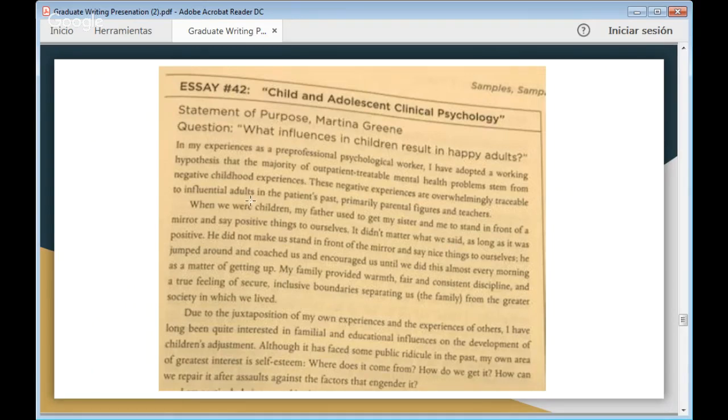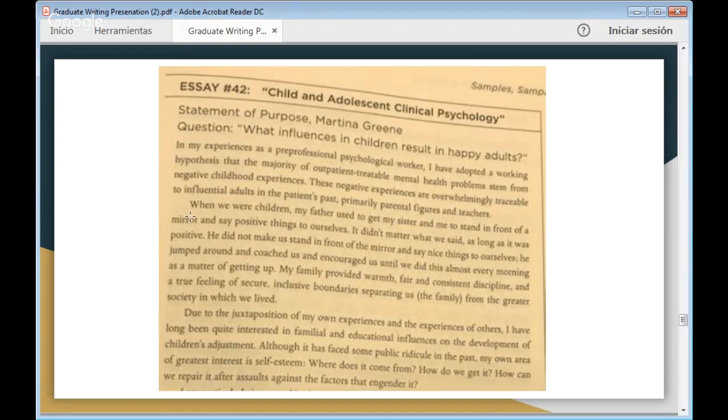So as we see, I'll read the first sentence here. In my experiences as a pre-professional psychological worker, I have adopted a working hypothesis that the majority of outpatient treatable mental health problems stem from negative childhood experiences. So here we have a little bit of insight about the writer herself. This is what she wants to study. This is what she's investigated.